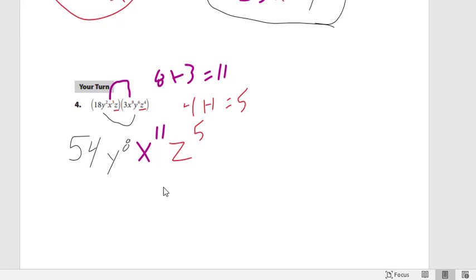All right, if you put your variables in a different order, you could have 54x to the 11th, y to the 8th, z to the 5th. That part is not as important, but just remember they have to have the same bases. That's why we added the y exponent to the y exponent.